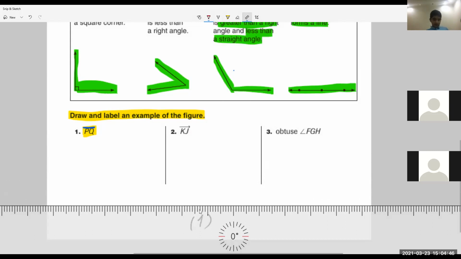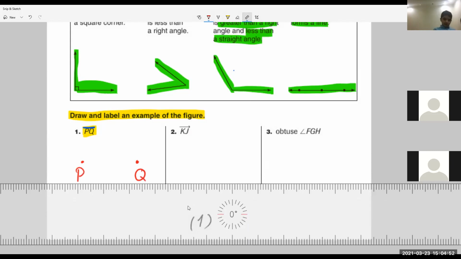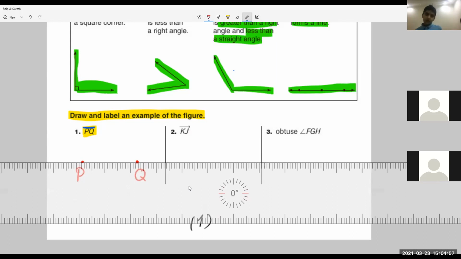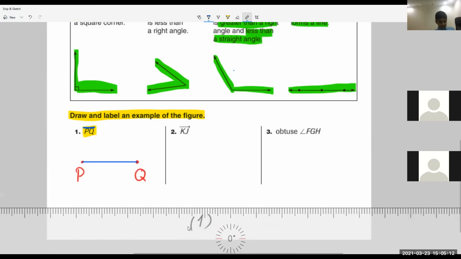So firstly, let's locate the points P, Q. Secondly, we draw them straight. I can't hear you well. Your voice is not clear. Secondly, we draw them straight. So let's join them together like that. So we have here PQ line segment. Okay, thank you so much, Hamad.